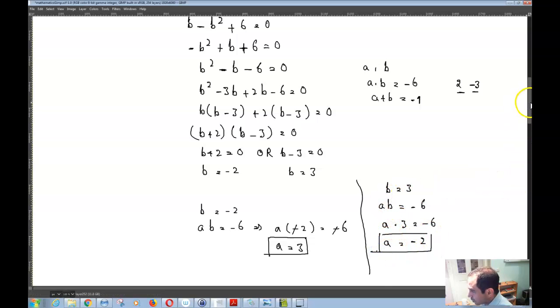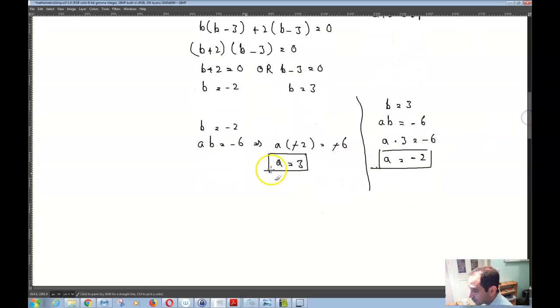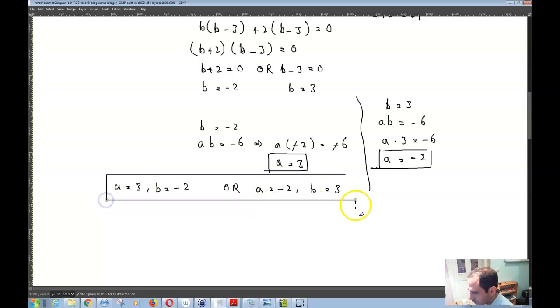So that means that you either have a is equal to 3 and b is equal to negative 2, or you have a is equal to negative 2 and b is equal to 3. These are the two cases that can exist in this situation.